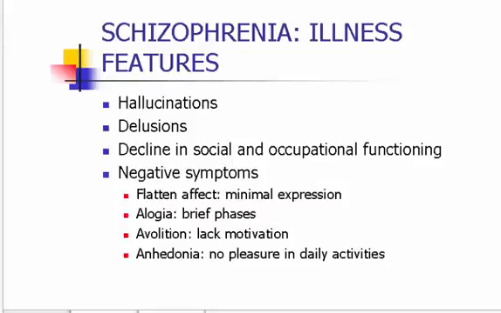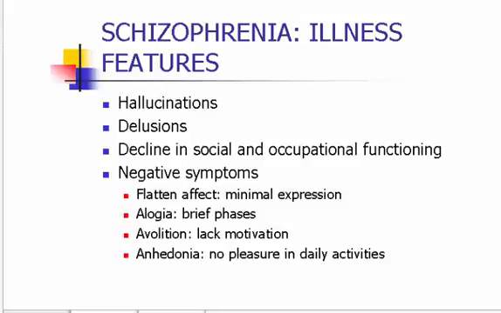Schizophrenia, illness features. Now, we've talked about this earlier, but what is the difference again between hallucinations and delusions? Remember our hallucinations, the things that they see that aren't there. Delusions being things that they might say. And then illusions are that they see things, but they don't perceive it correctly. Now, the most common type of delusion in schizophrenia is persecutory.